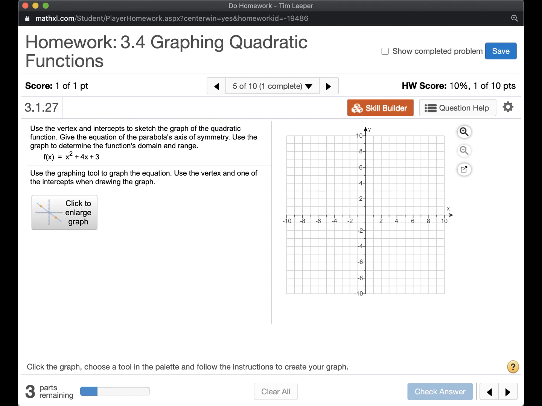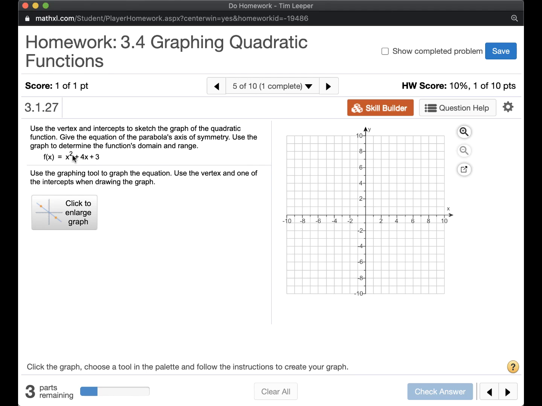Okay, so here's an example of what my math lab is going to look like. It's going to say something in the form of: use the vertex and intercepts to sketch the graph of the quadratic function, give the equation of the parabola's axis of symmetry, and then use the graph to determine the function's domain and range. And the function that we have is f of x equals x squared plus 4x plus 3. Now yours will be different, but this is what I was given. I've already found the vertex, and the vertex here is -2, -1.